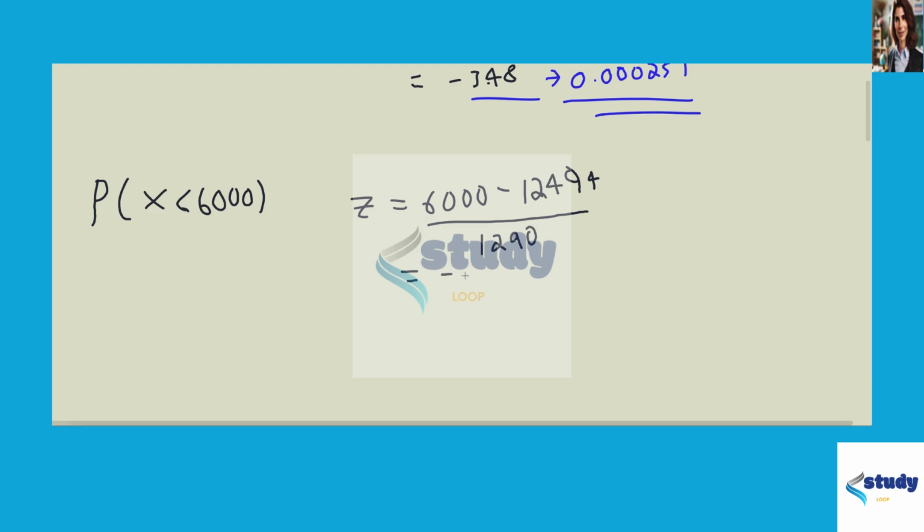And that's going to give us negative 5.034, which has a corresponding probability of 0, which is very, very small. So 0.0000001. So it's very small.